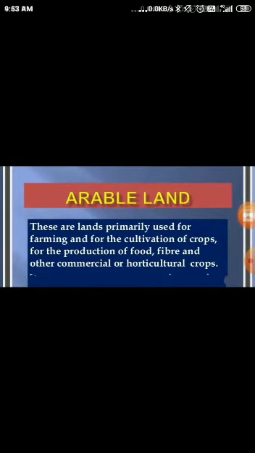All right, students. Now I'm going to tell you what it means by arable land. Arable lands are the lands primarily used for farming and for the cultivation of crops, for the production of food, fiber, and other commercial or horticultural crops. Precisely, we can say arable lands are suitable for growing crops.